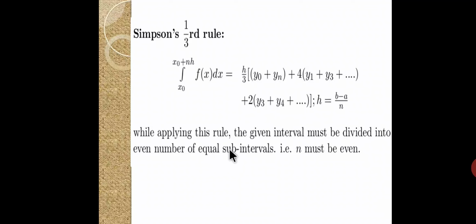While applying this rule, the given interval must be divided into an even number of equal subintervals. So the condition of Simpson's 1/3rd rule is that the given interval must be divided into an even number of equal subintervals, that is, n must be even. When we apply this rule, you can use it when the value of n is even.